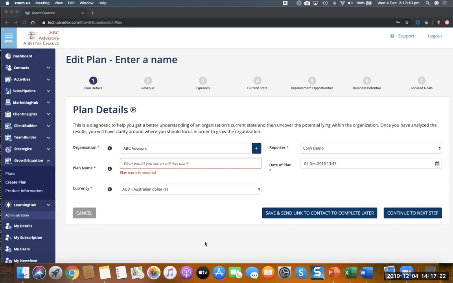In this video, we'd like to talk about how to run a growth equation session with a client. Let's frame growth equation for you. This is a planning tool.